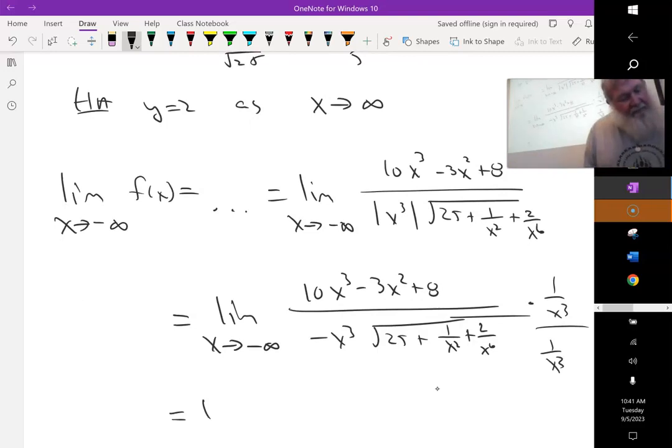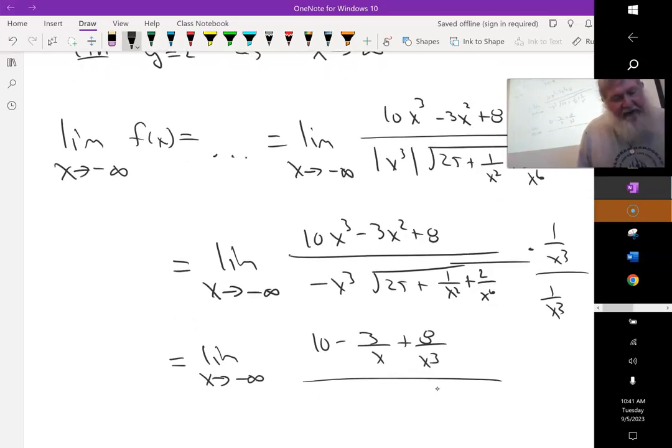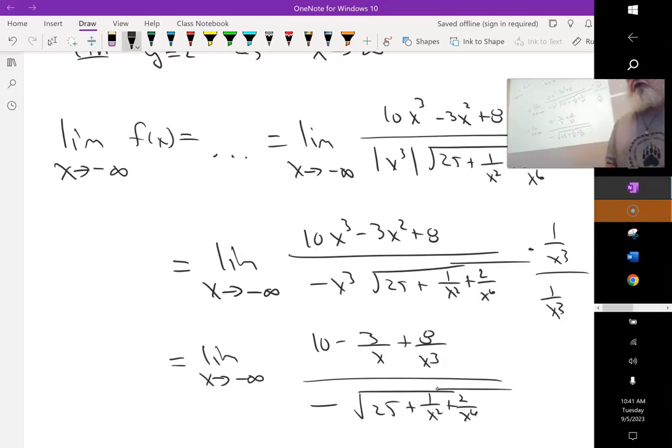But now what's going to happen, this is going to become the limit as x goes to minus infinity. This is going to be 10 minus 3 over x plus 8 over x cubed. In the denominator, this is now going to be minus the square root of 25 plus 1 over x squared plus 2 over x to the 6. The only thing that happened there was that negative infinity added a negative sign. This still goes to 0. This still goes to 0. This still goes to 0.